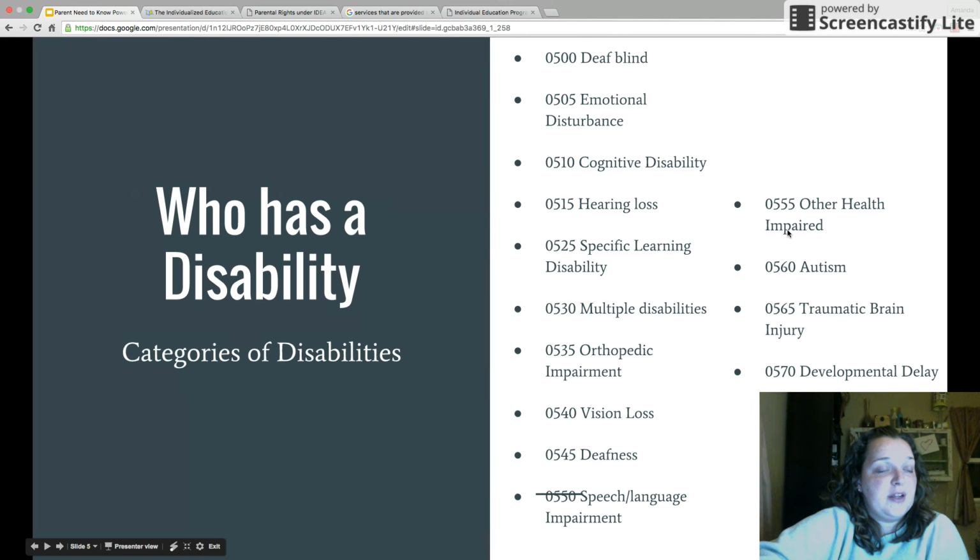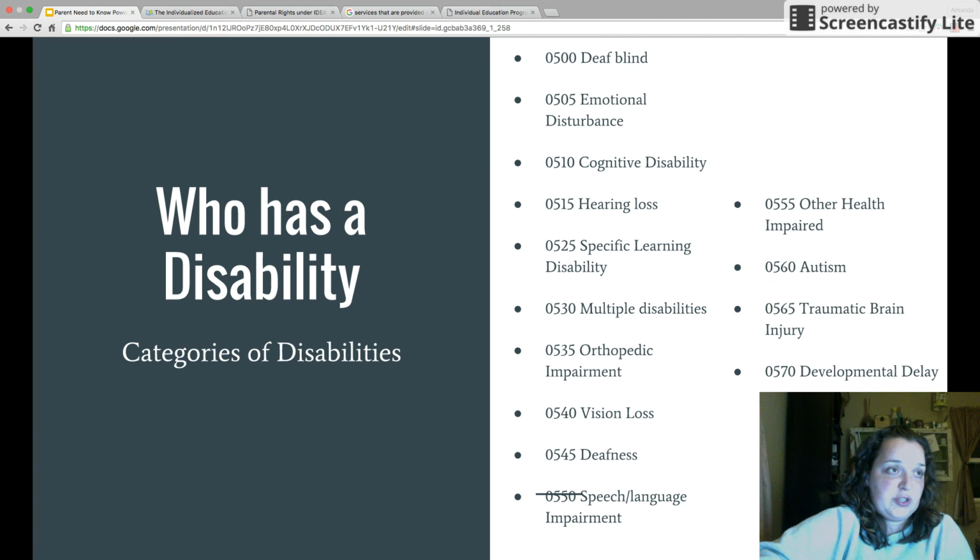Other health impaired is anything that's not under these categories. They would be under this if they have another disability. Autism is one of those disabilities that is still being researched nowadays. This is where it significantly affects verbal and nonverbal communication and social interactions with others. Children with autism have a hard time communicating and figuring out social cues from others.